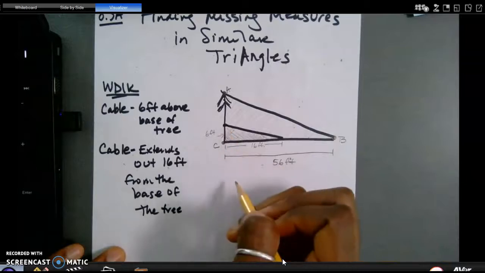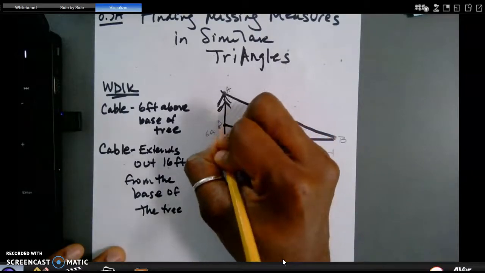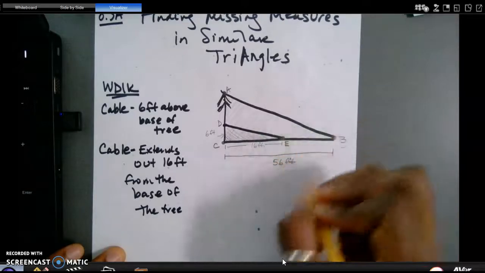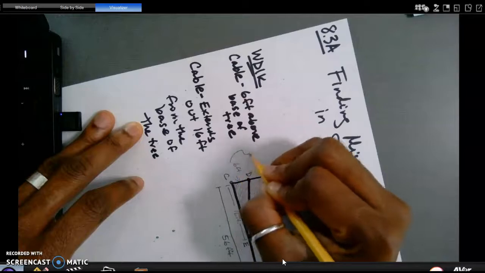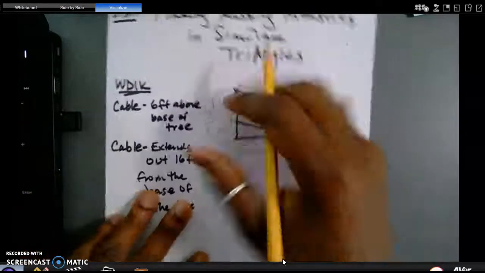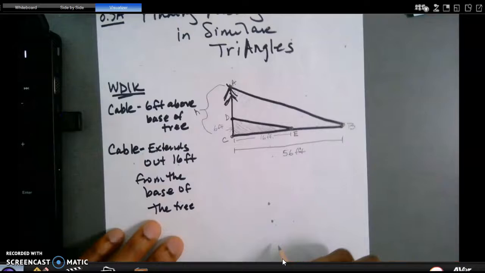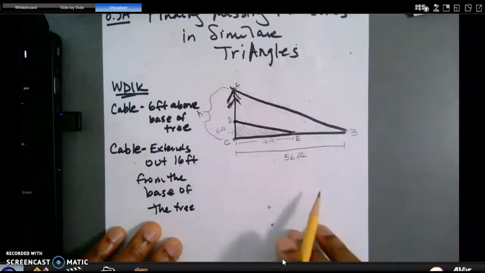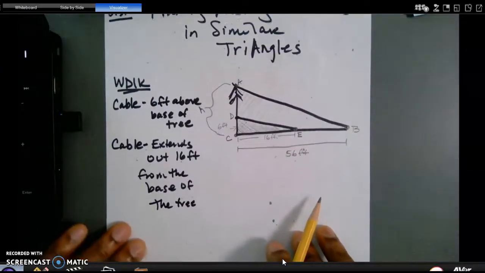The point at which the tree attaches to that cable, we're going to call that point D. And the point at which the cable meets the ground, we're going to call that E. So the only thing that we do not know is the height of the tree, and I'm going to call that H. That is our unknown value. We do not know the height of that particular tree, and I apologize for my lack of artistic skills.